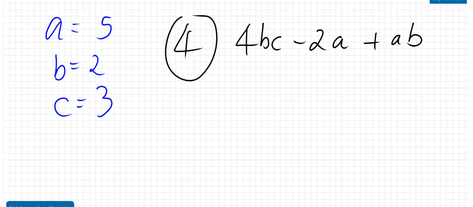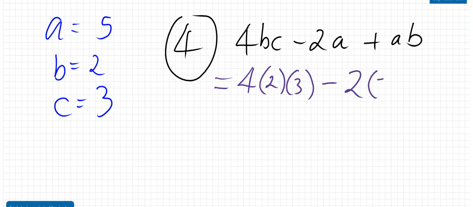Okay, so our next question, we can see what we have here. There's a lot of multiplication in this one. So we've got basically 4 times B times C over here. So I'm going to use brackets. So 4 times B, which is 2, times C, which is 3. Take away 2 times A, and A is 5, plus A times B. A is 5 times B, which is 2.